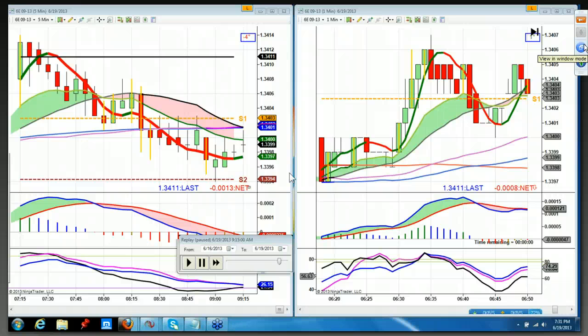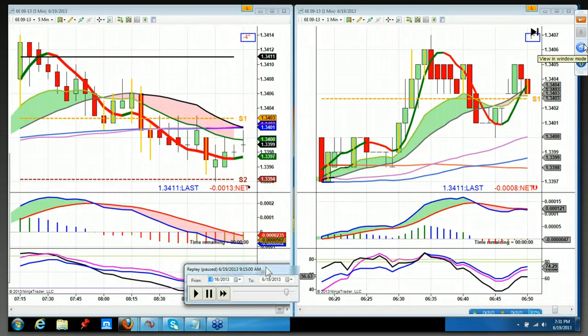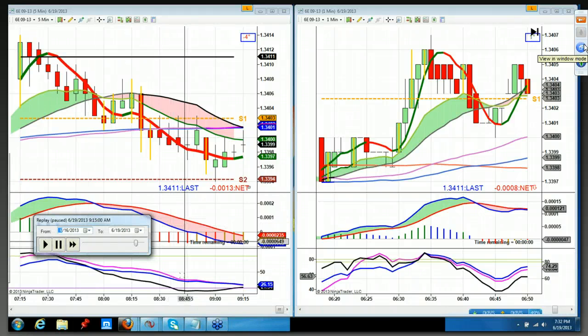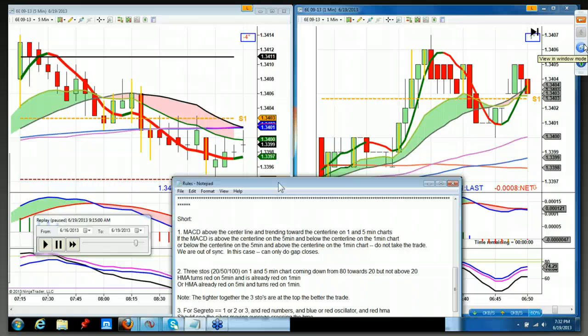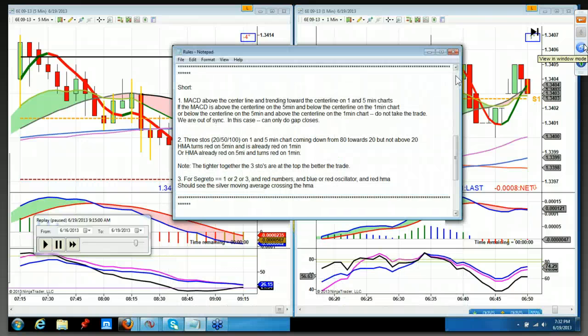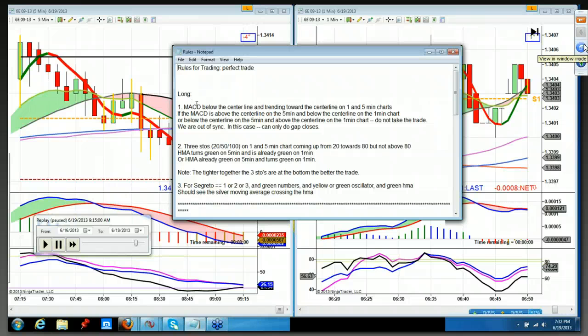All right, so here we are. We're at 10:15. It's time for the 10:15 run up. Let's pull up the criteria. We're looking for a long trade because it's the run up. What we're looking for is the MACD below the center line and trending towards the center line on the 1 and 5 minute charts. This has officially cleared the center line. It's not touching the histogram, but this one's above.